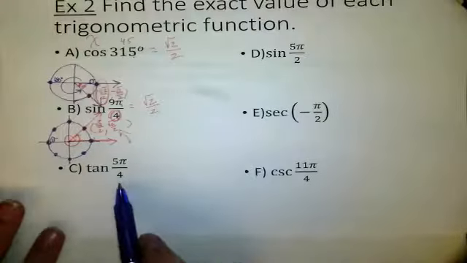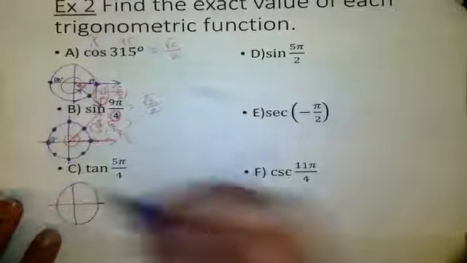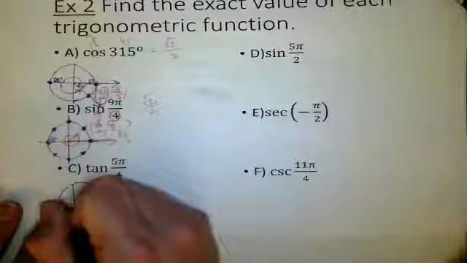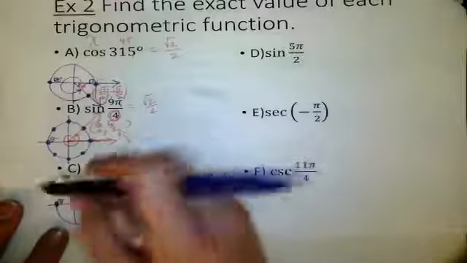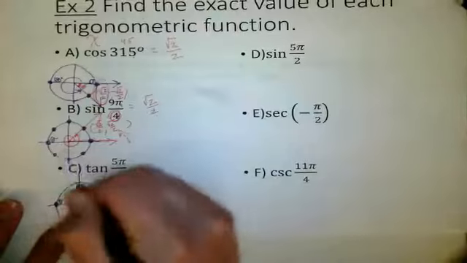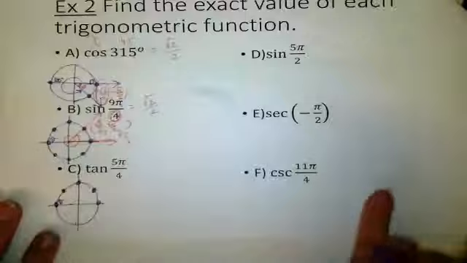Tangent at 5 pi over 4. So again, I'm going to make a little circle. I'm going to say, where's pi? 180. And what are we dividing pi into? 4 pieces. So 1, 2, 3, 4.